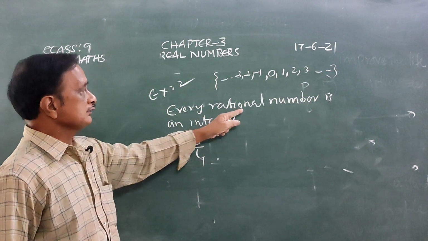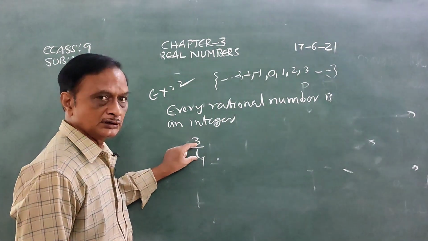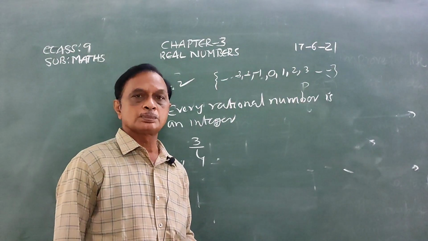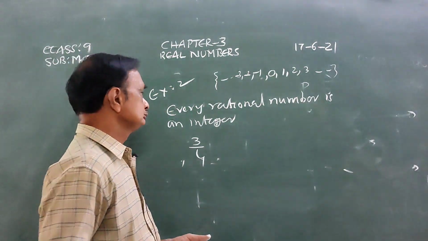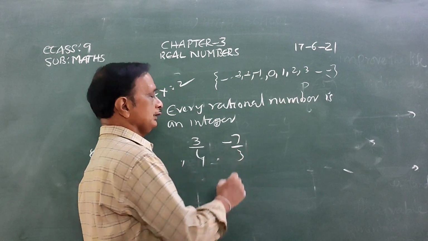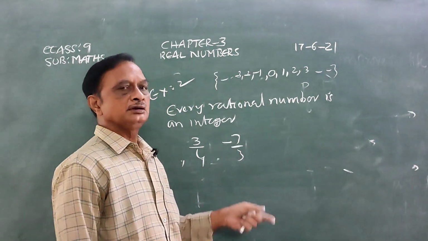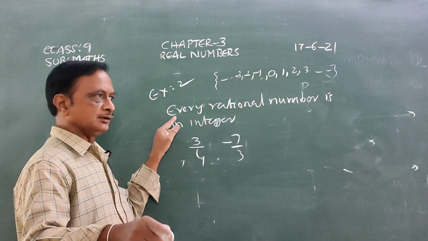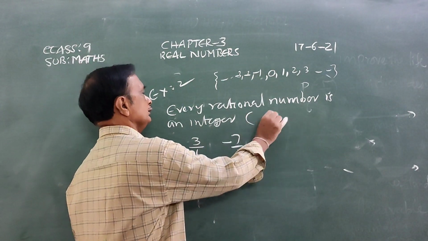So, every rational number is an integer. But here I have taken a rational number which is not an integer. So, is this statement true or false? False. Can I take another rational number which is not an integer? Minus 7 by 3. It is a rational number, but it is not an integer. What is the statement? Every rational number is an integer, which is a false statement.